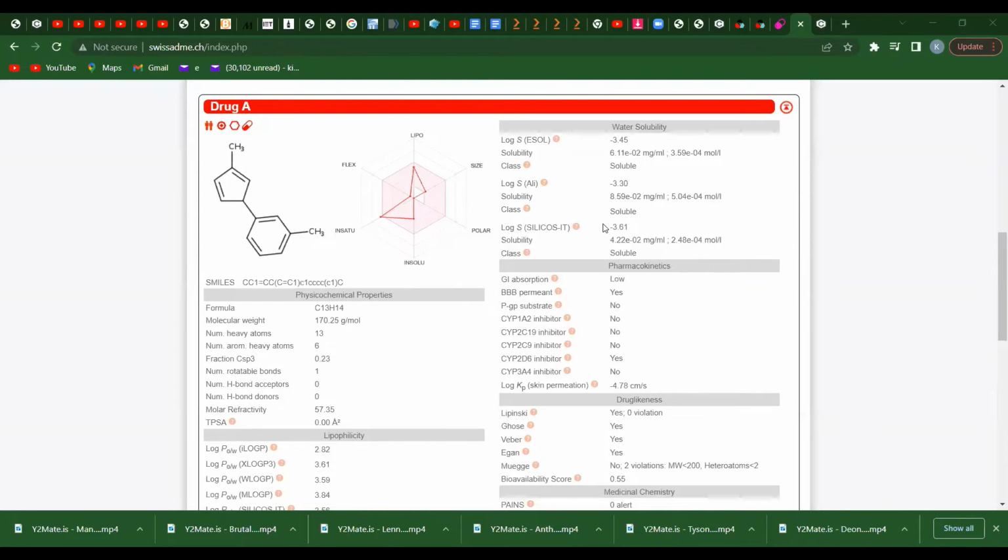Bioavailability is a measurement of the amount of drug taken orally, or through any means, and the amount that is present at the site of action. For example, paracetamol usually comes in 250 or 500 milligrams. If you take 500 milligrams of paracetamol orally, after some hours they take a blood sample of that person.